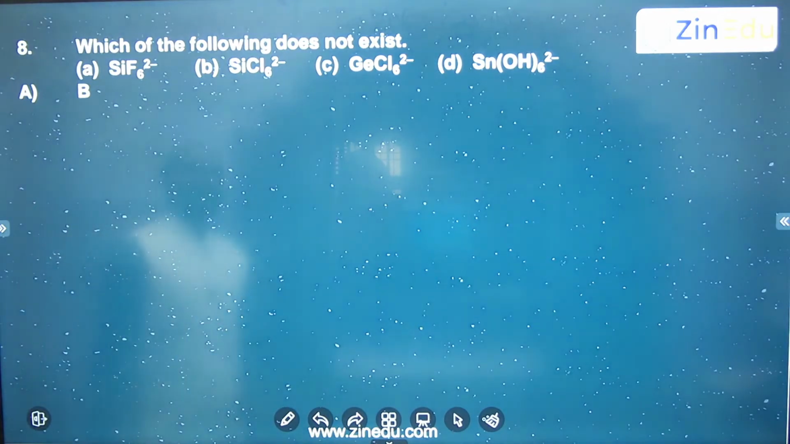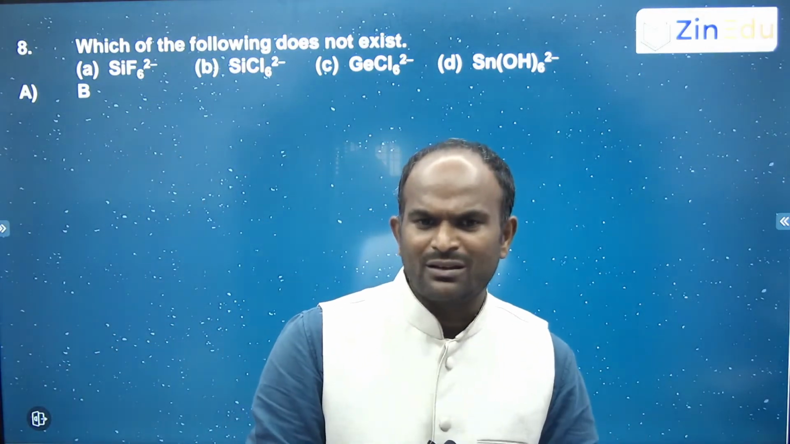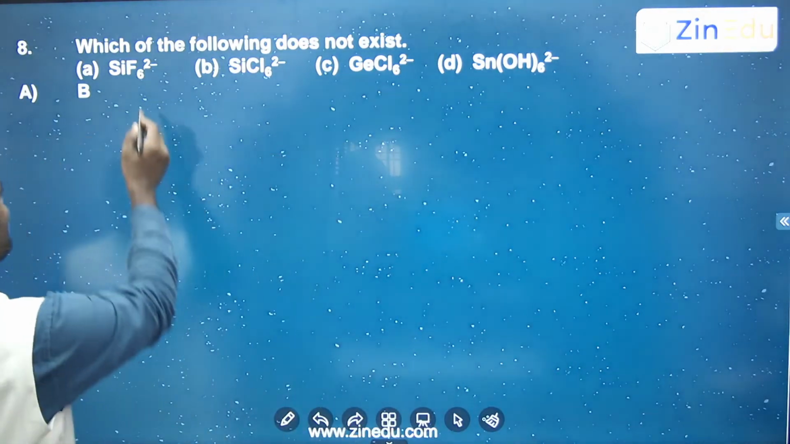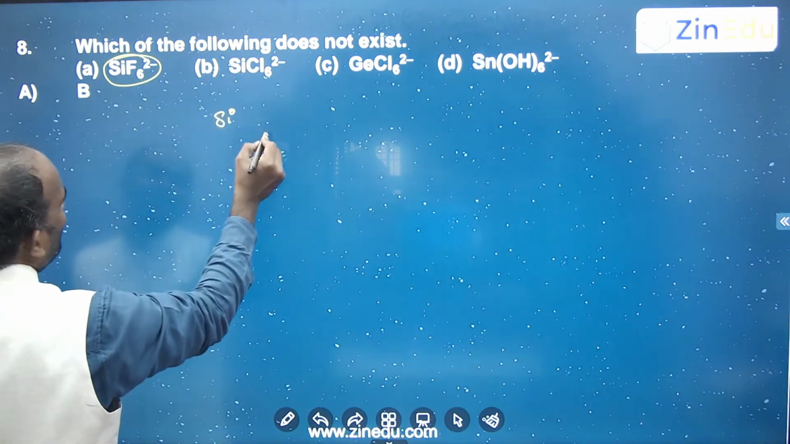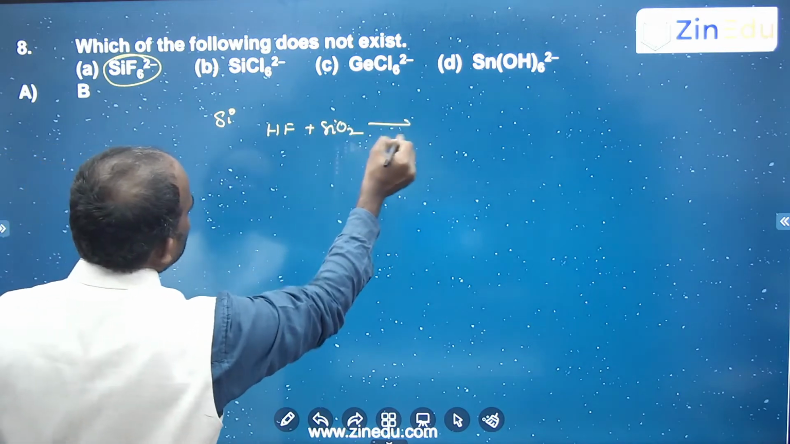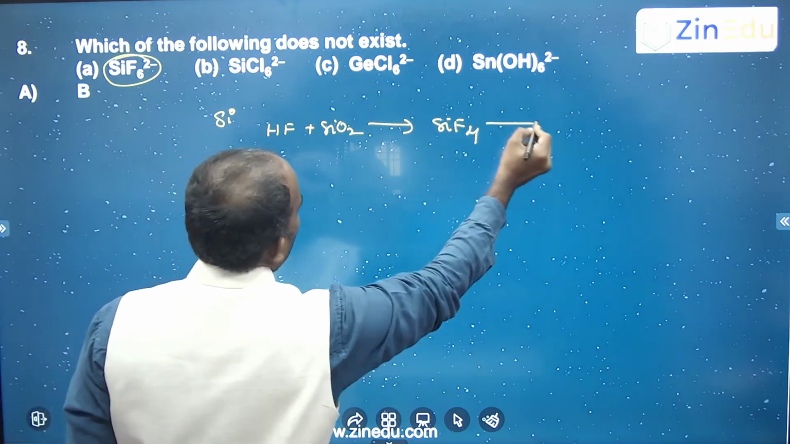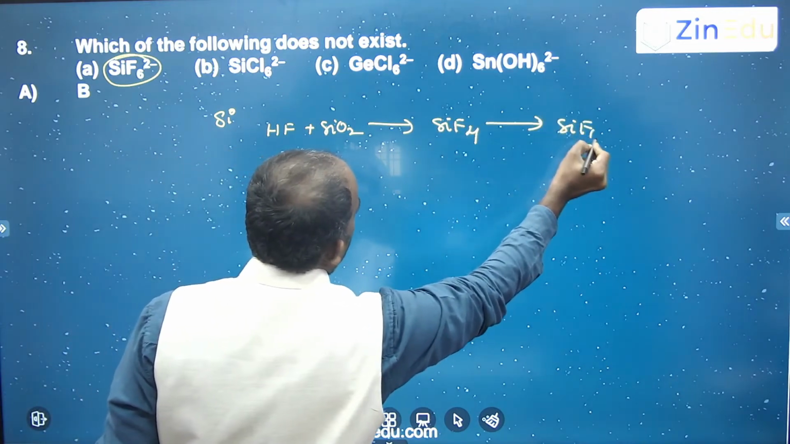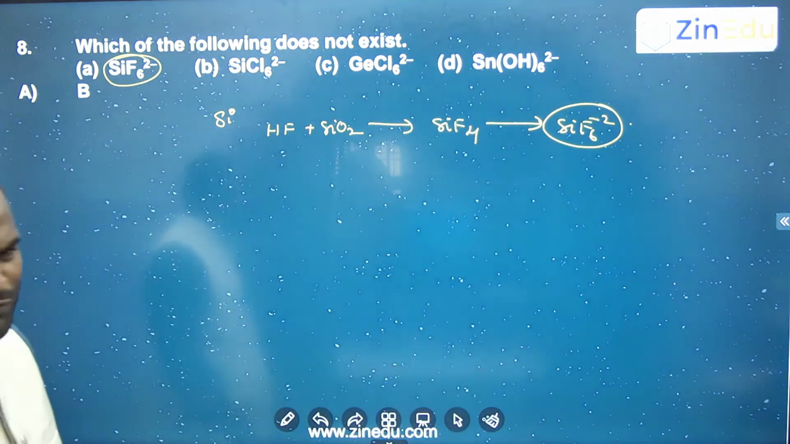Next, which of the following does not exist? This is a very frequently asked question. Like we'll see this one, SiF6 minus 2. SiF6 minus 2 can be formed when HF reacts with SiO2, nothing but silica or glass. It is first going to form SiF4, then with excess HF it is going to give SiF6 minus 2, hexafluorosilicic acid.